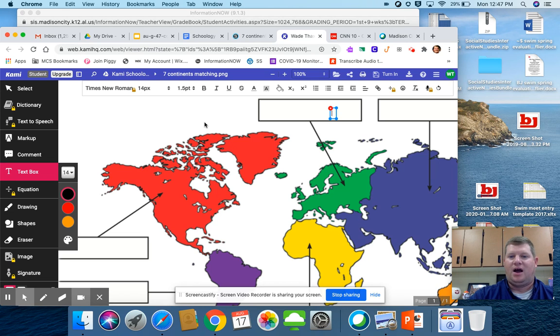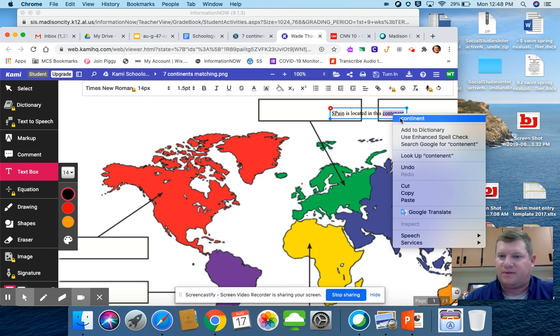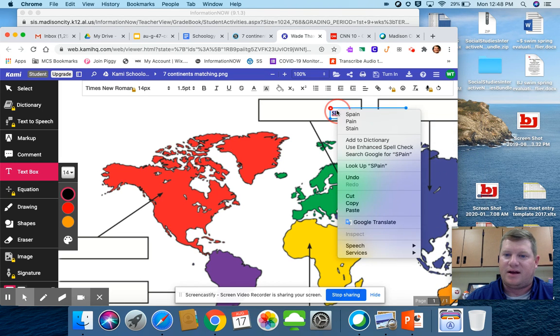So I'll give you a hint for this green one we talked about. Spain is located in this continent. I spelled it wrong. I still spelled it wrong. Let's see if I can fix it. There we go. Put an E in there instead of I.